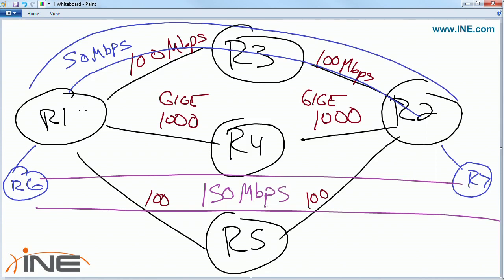When the tunnel tries to route out this link, the routers would say, well, there's only 50 left. And if it tries to route out this link, they would say there's only 100 left.